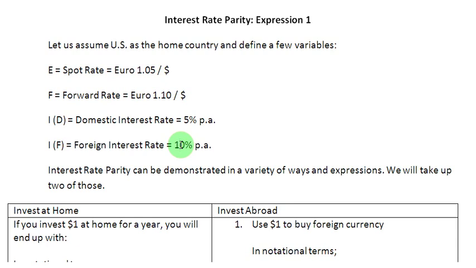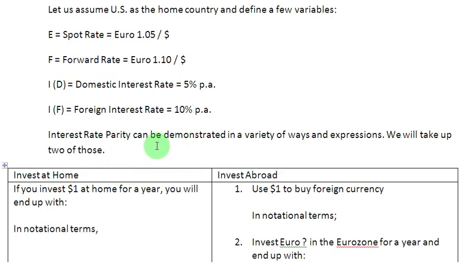So let us get going by giving our investor 2 choices. Our investor can select between investing in the home country, that is the US, or he or she could go and invest the money abroad, that is in Eurozone. Let us look at this alternative first of all, that is to invest at home. If you invest $1, my friends, at home, that is in the US, for a year, you are going to end up with some amount that is going to be greater than $1 because you are going to be earning some interest on this $1. Let us see how much money you are going to end up with.